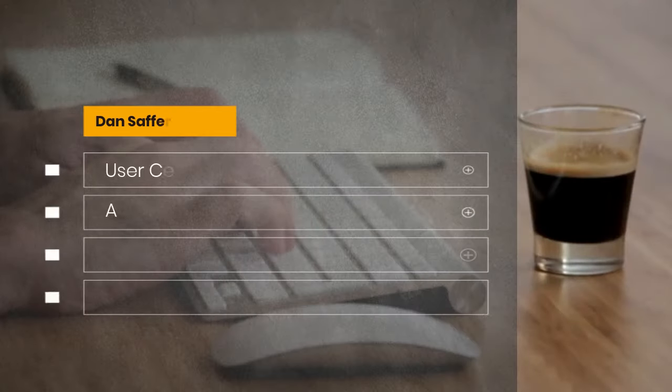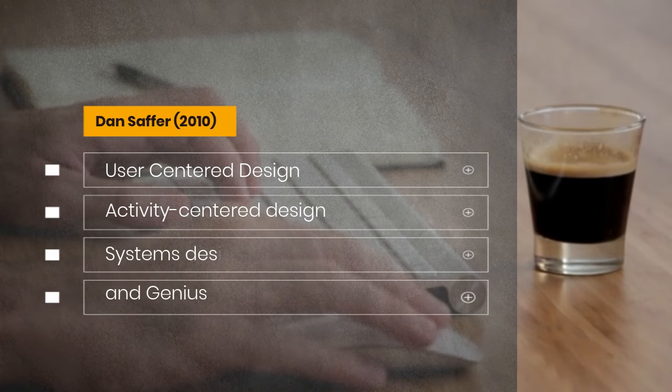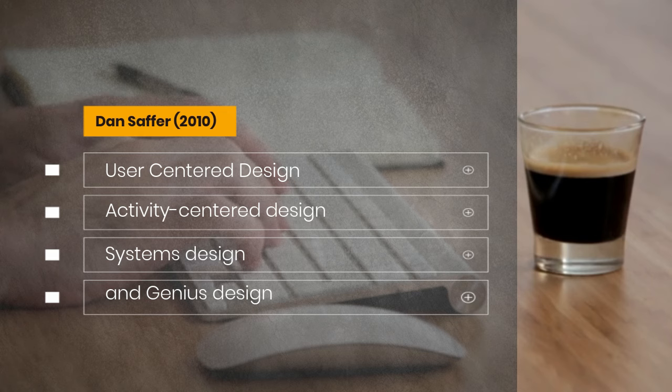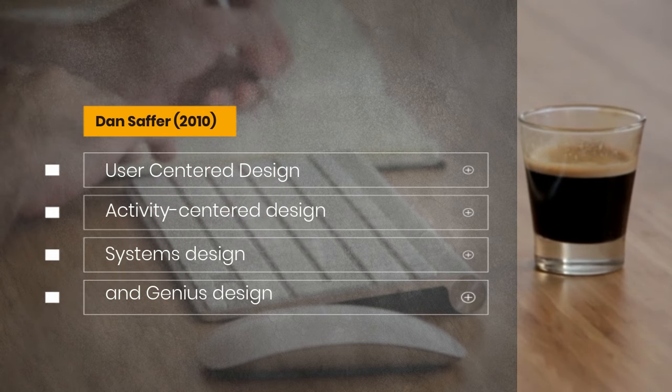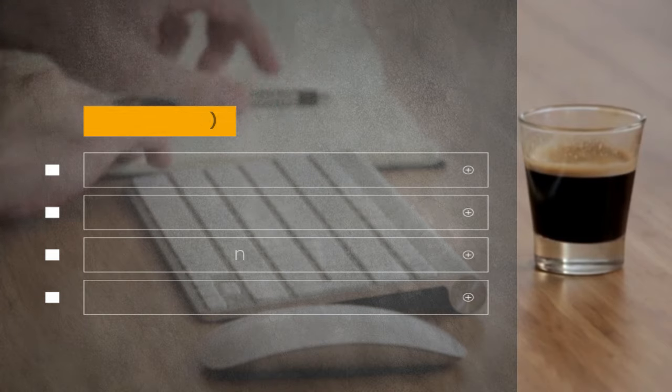According to Dan Saffer 2010, there are 4 main approaches to interaction design, each of which is based on a distinct underlying philosophy: user-centered design, activity-centered design, systems design, and genius design.